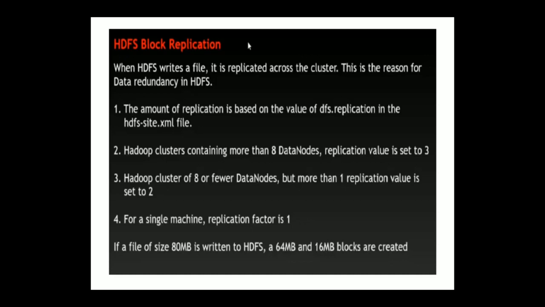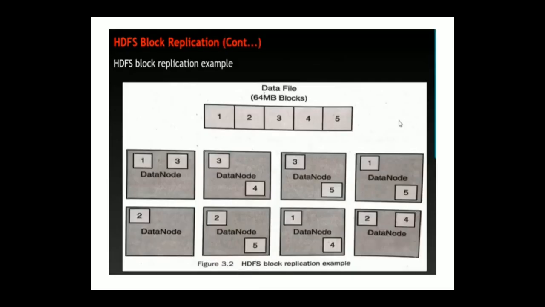The number of bits? Yeah, it is 3. Very good. 2 raised to power 3. Okay. So for a Hadoop cluster of 8 or fewer data nodes, but more than one, replication will be set to 2. I think you got the concept. For a single machine, replication factor is 1. If a file of 80 MB is written to HDFS, with 64 MB as the block size, 64 MB blocks are created. Now let us take an example of this, what happens here.